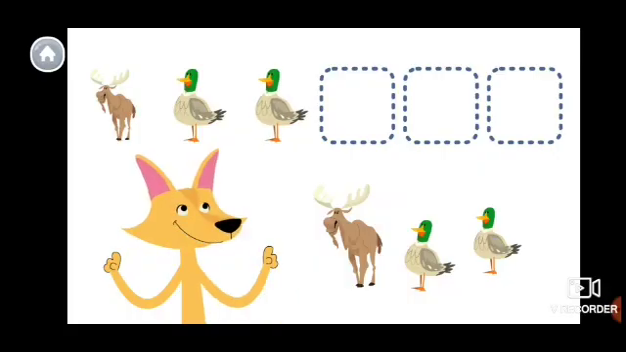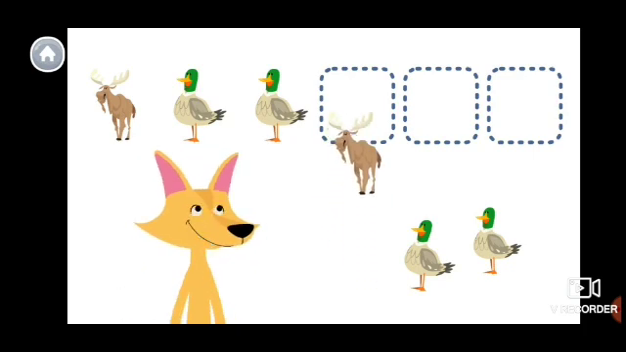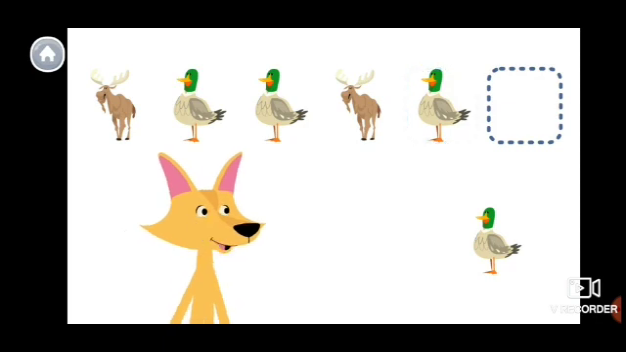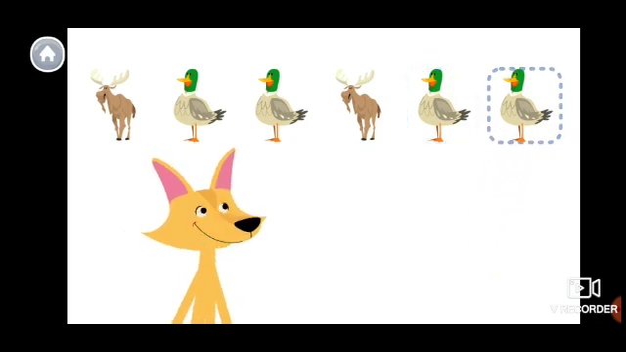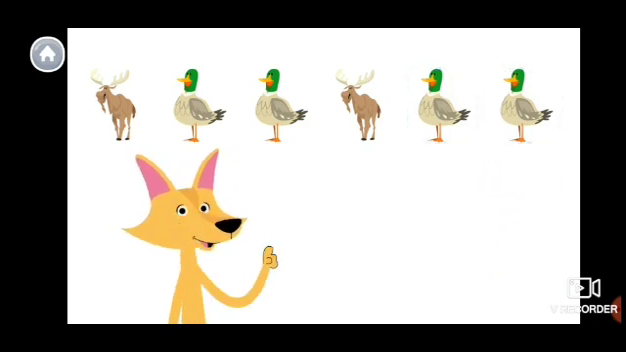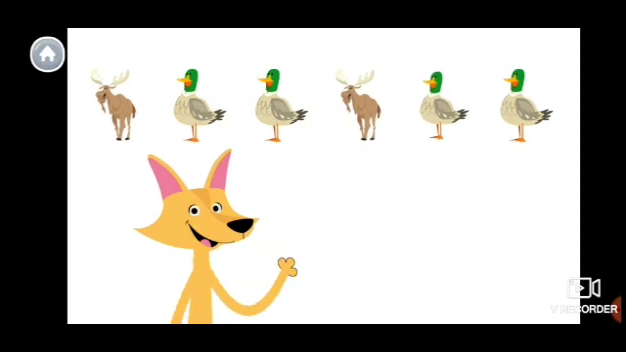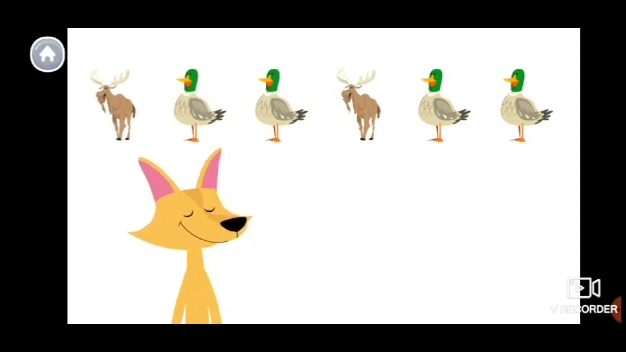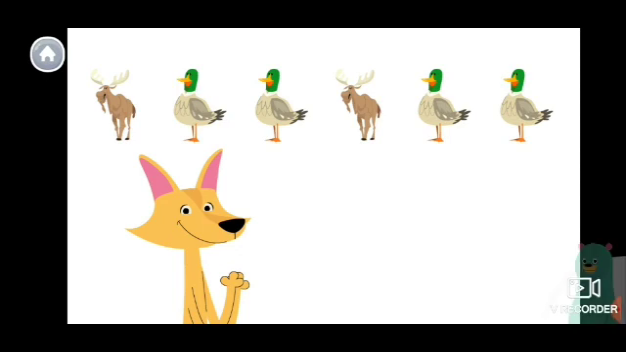Duck. So a moose should be next. Then a duck. And another duck should come after that. The pattern is moose, duck, duck, moose, duck, duck. The pattern can also be sound. Quack, quack. You can see the sound. Patterns are fun.